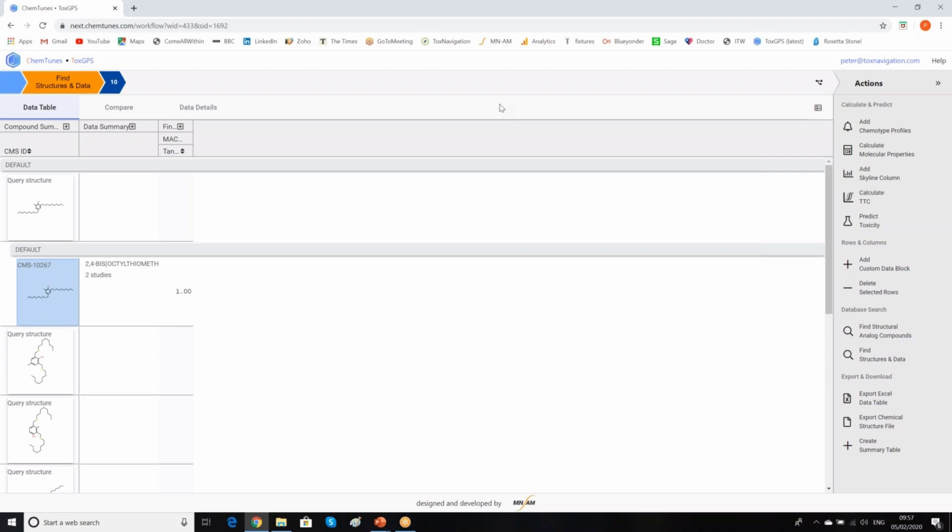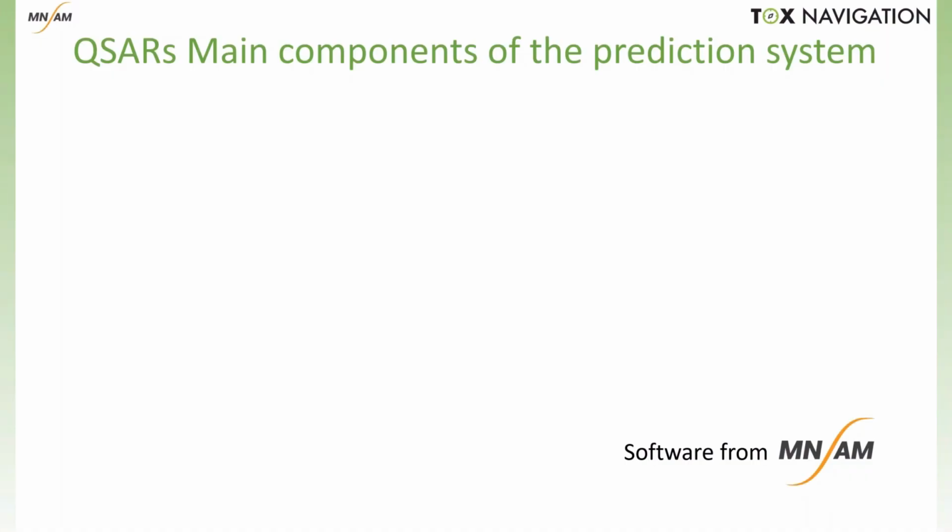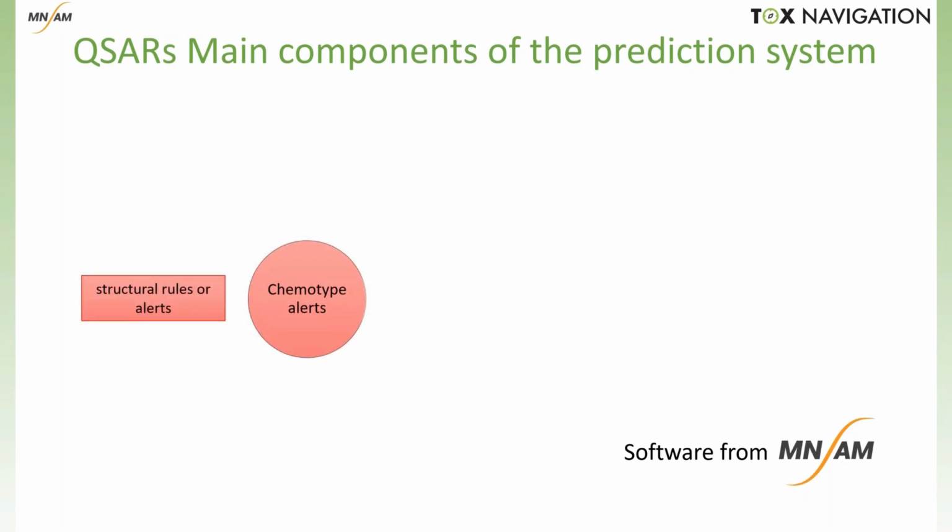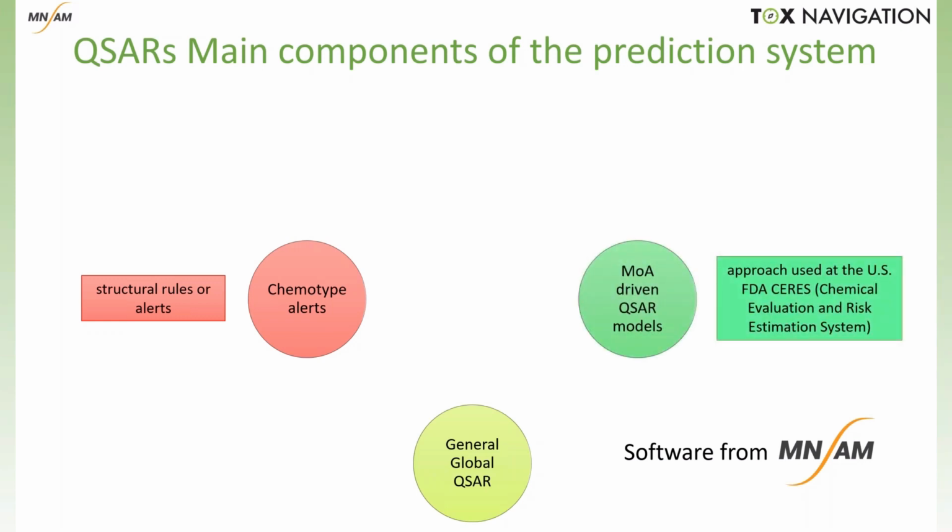The next stage is to apply QSAR for AMES to the batch of structures. The main prediction components of the system are a rules-based prediction from known structural alerts, a statistical QSAR model, a statistical QSAR model based on a particular mode of action, which was developed in collaboration with the FDA, and nearest neighbor analysis.